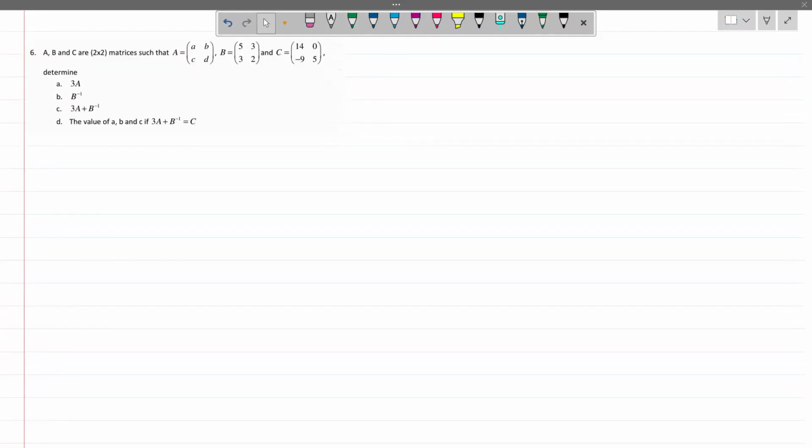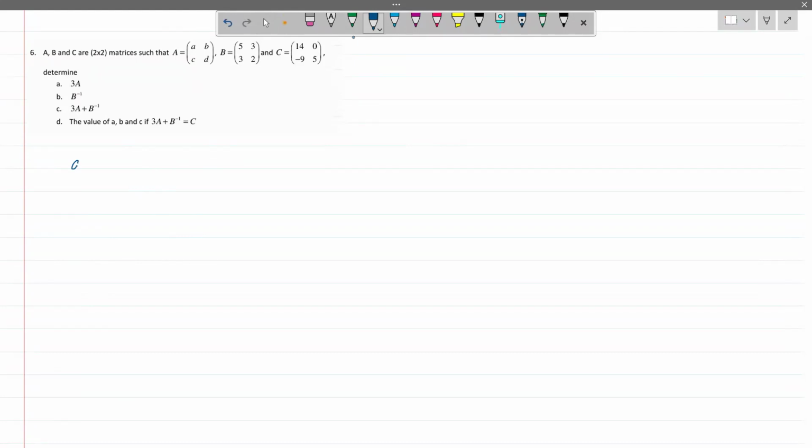Right, so we have this question here. A, B, and C are 2 by 2 matrices such that A is [a, b; c, d], B is [5, 3; 3, 2], and C is [14, 0; -9, 5]. They want us to find the value of 3A. Right? So let's start with that.